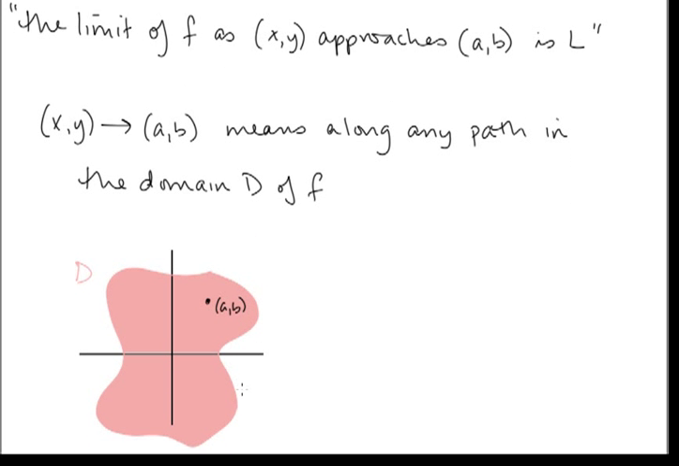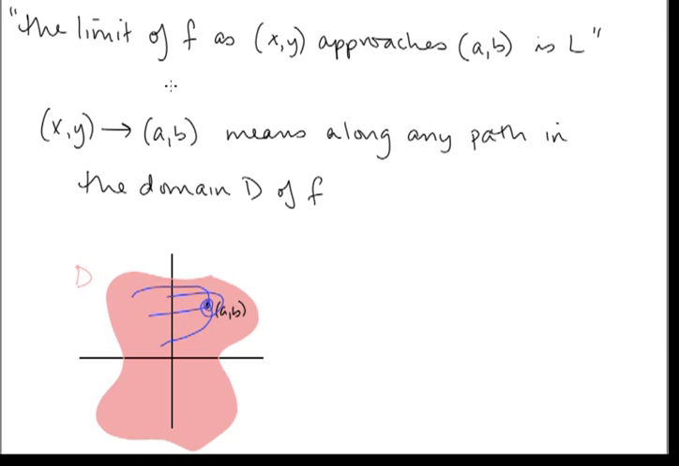If this pink region is our domain D and this is our point (a,b), talking about (x,y) going to (a,b), (x,y) could approach (a,b) from any direction. It could approach this way, this way, this way. It could even do something crazy like spiral around and end up on (a,b). So when we say the limit of f as (x,y) approaches (a,b) is equal to L, that means along any path, it means that this needs to be the same limit along any path.